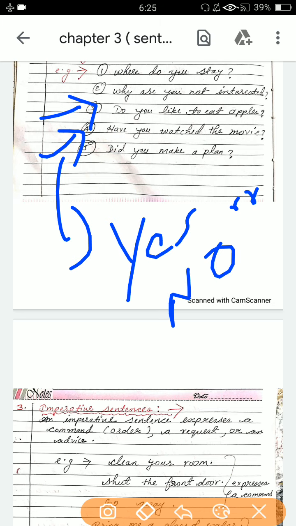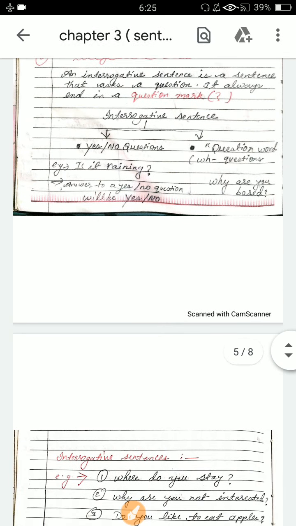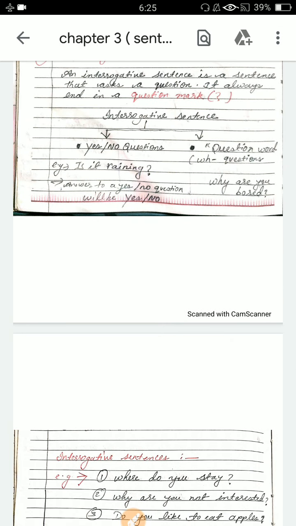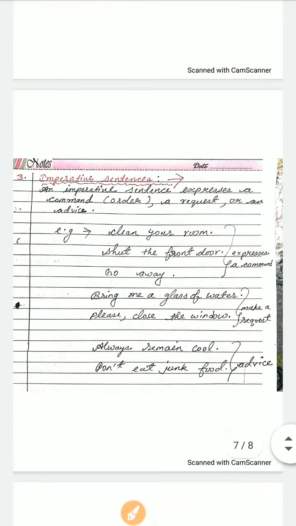So in interrogative sentences, we see that such sentences that ask questions and end with a question mark are called interrogative sentences. And interrogative sentences are of two types, that is yes-no questions and WH questions. We have also seen examples.